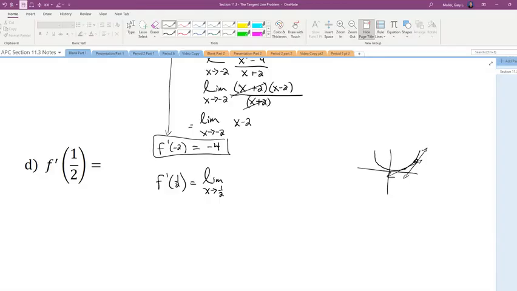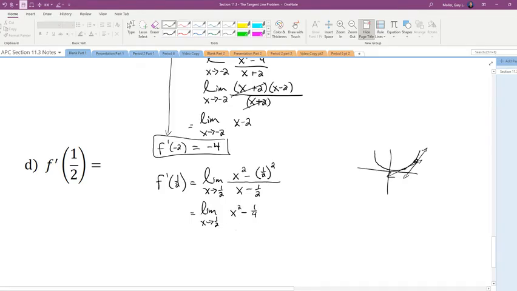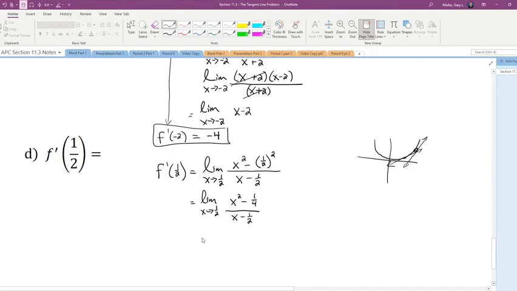All right, where was I? X squared minus 1/2 evaluated, right? So we want the y value at a half over x minus a half, which gives me the limit as x approaches a half of x squared minus a fourth over x minus a half. We can all hopefully see where this is going.